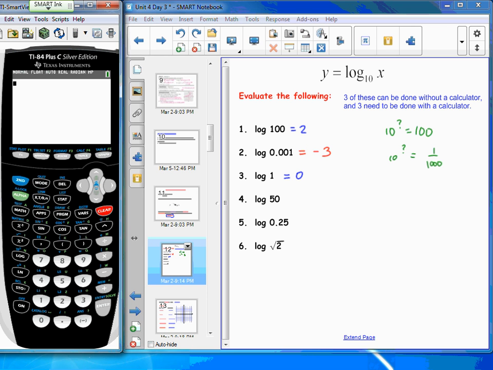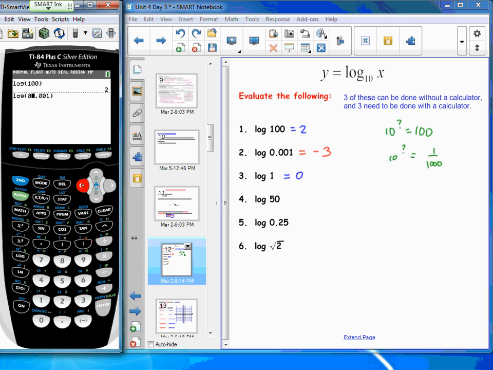Let's go ahead and check the first one and see how we did. Everybody find your common log button. That's first column, 6th button is common log. Log of 100. Enter. That's 2, right? That's what we figured out already in our exponent question. Log of, everybody do it, common log of 0.001.